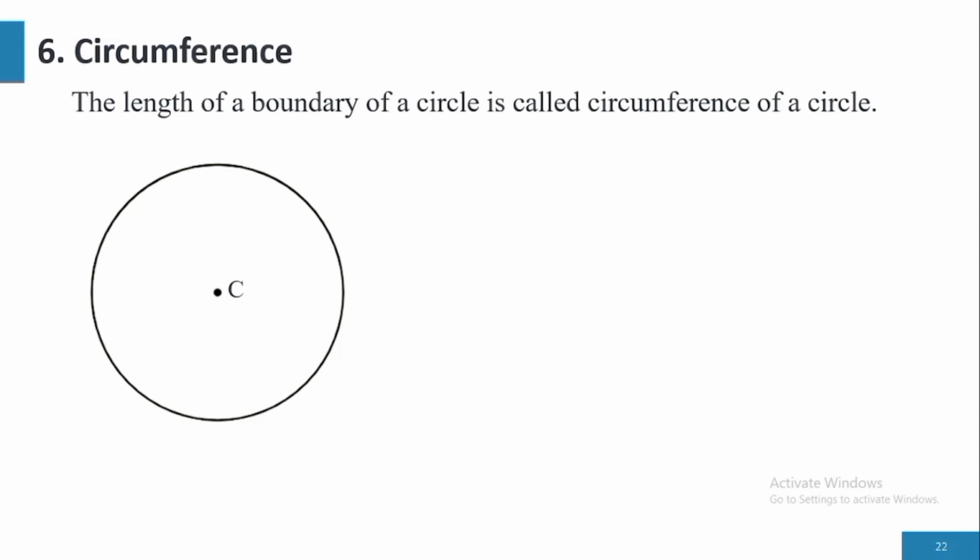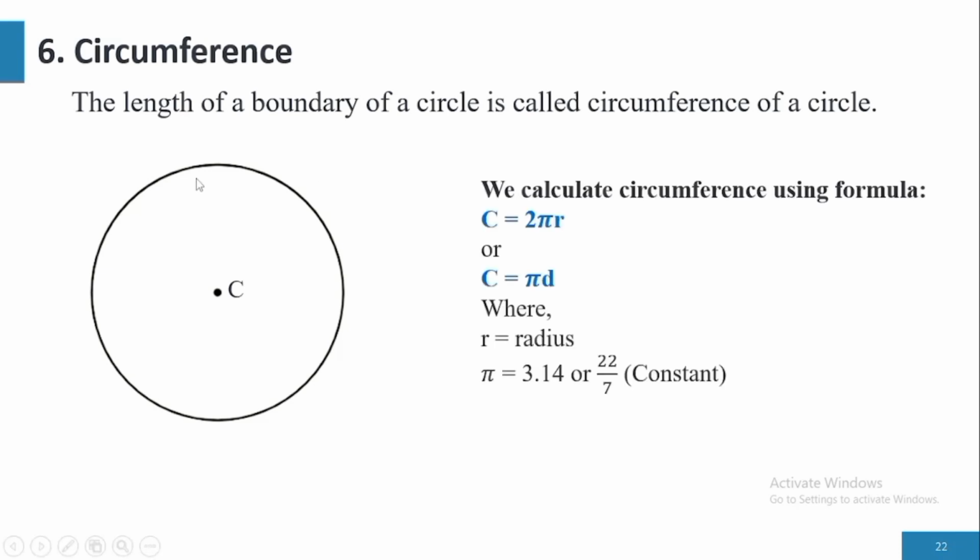As you can see that curved line, if you measure that length, that will give you the circumference of a circle. We use these formulae to calculate the circumference of a circle: C is equal to 2 pi r, C is equal to pi d, where r is radius, d is diameter, and pi is the constant value, which is 3.14 or 22/7.